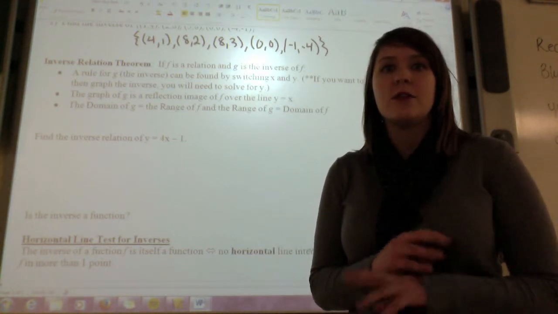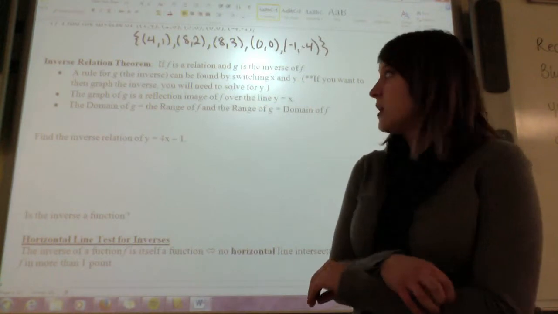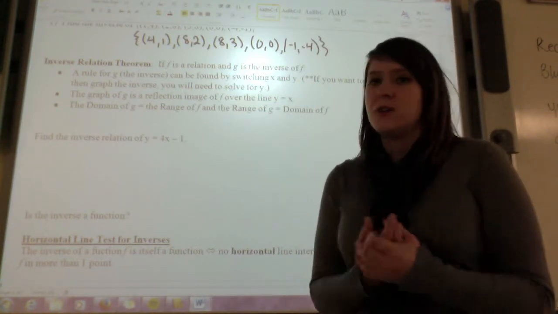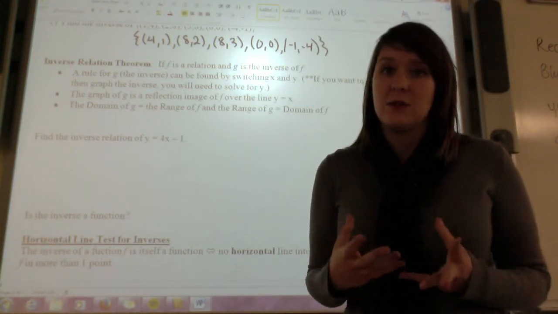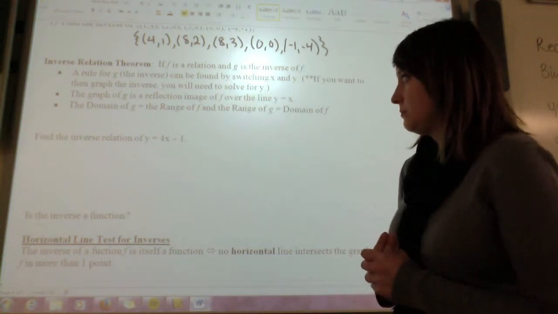And when you do that, you can also basically swap the domain and range, and you can also reflect it over the line y equals x, which is also the equivalent of switching the x and y values.